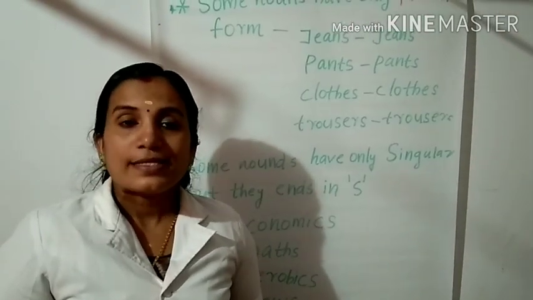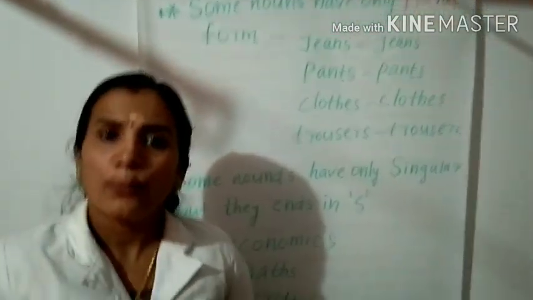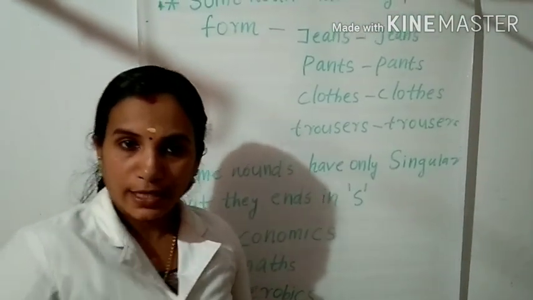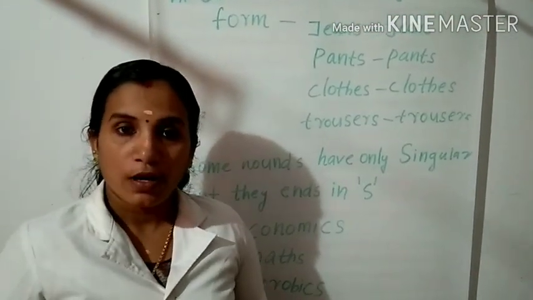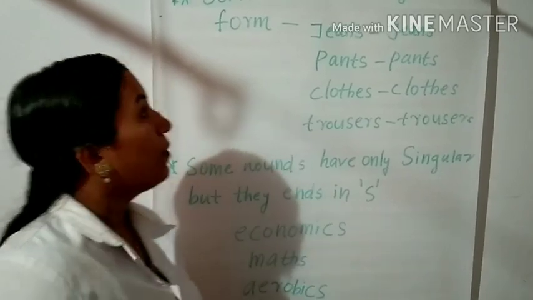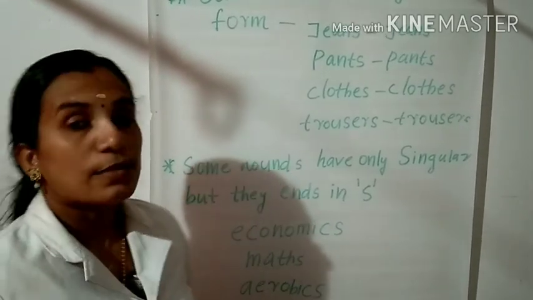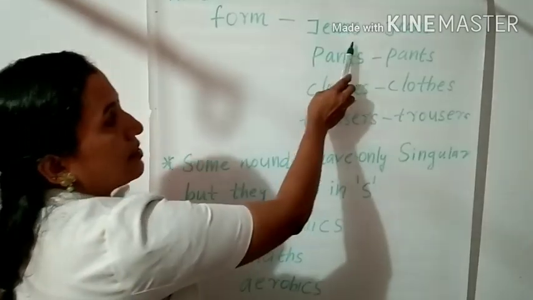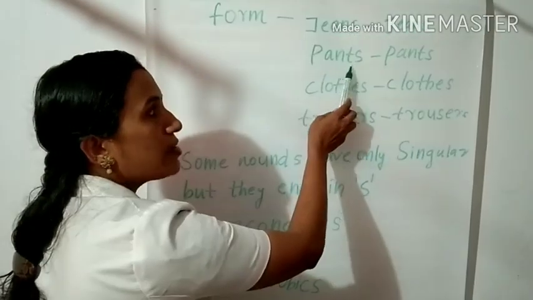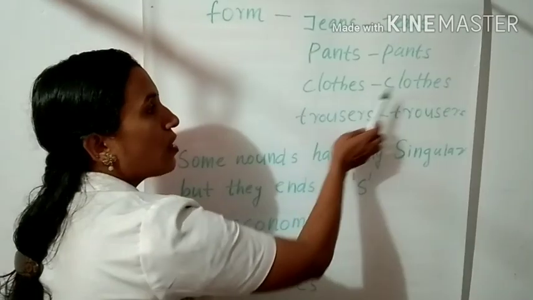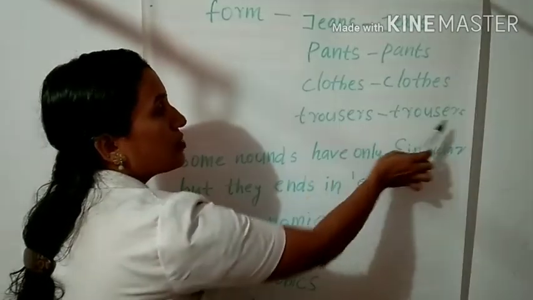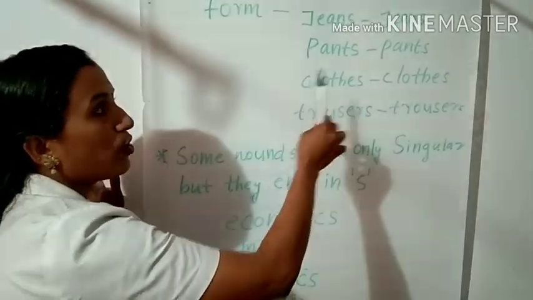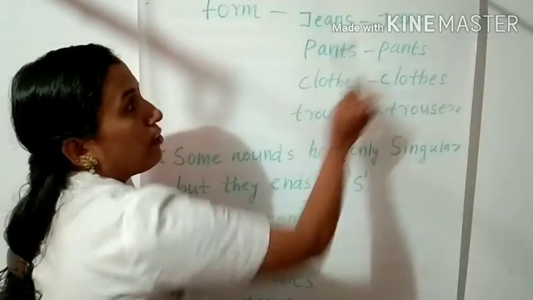And another rule: some nouns have only a plural form. The singular and plural forms are the same, but we use them as plural. For example, jeans, pants, clothes, trousers. We use them as plural.